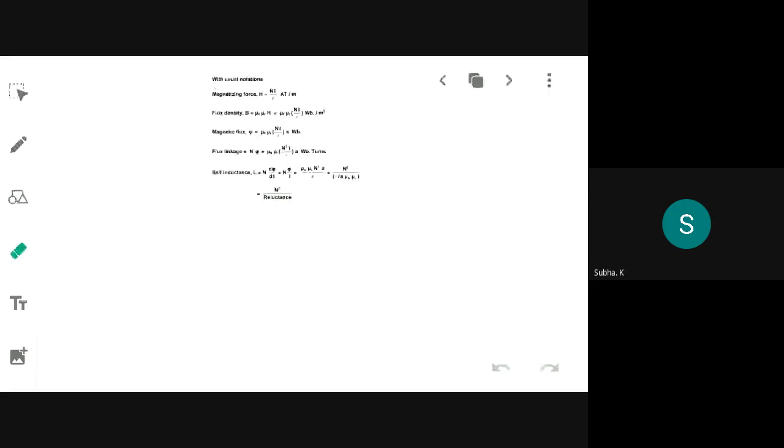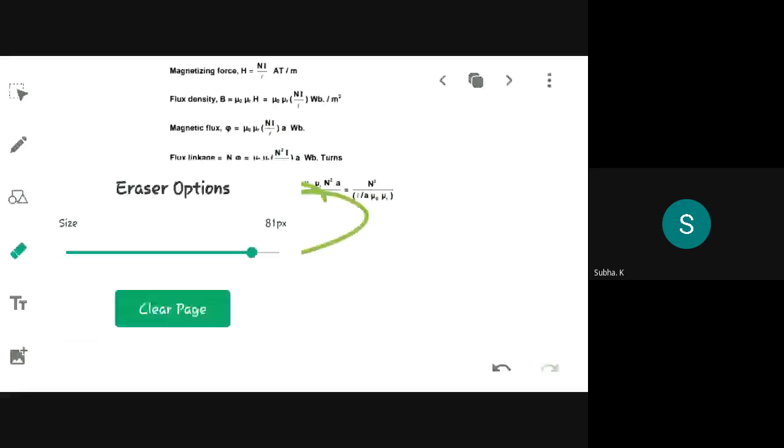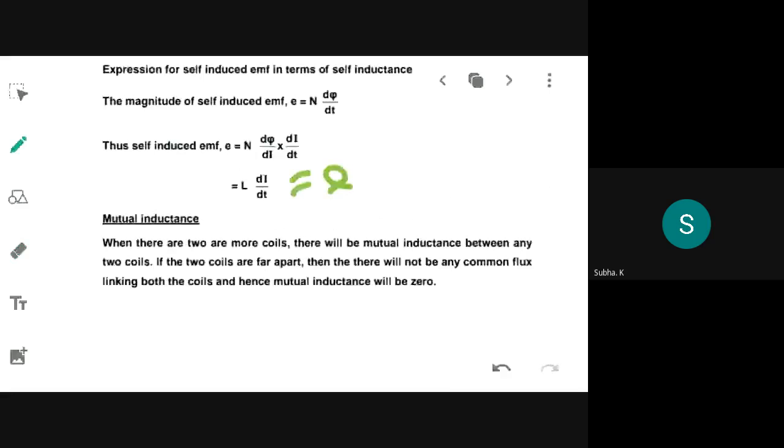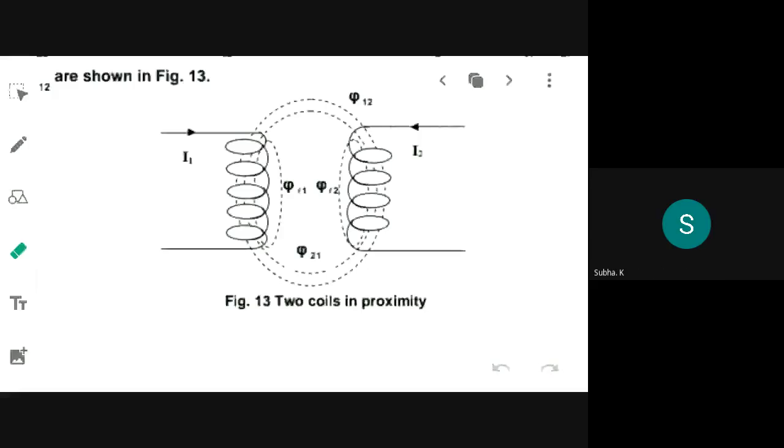Anyway, this is the L formula we learned, and this is the formula for E, that is self-induced EMF, L into di by dt. Next comes your mutual inductance formula. Mutual inductance you need to derive on a similar basis. In order to define the concept of mutual inductance, how many coils do you need? Two, ma'am. Two coils.